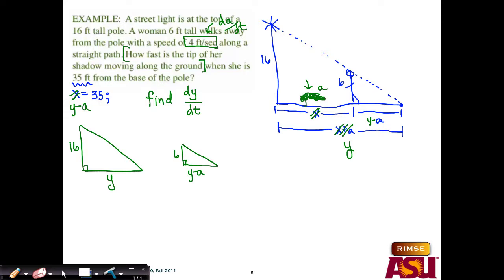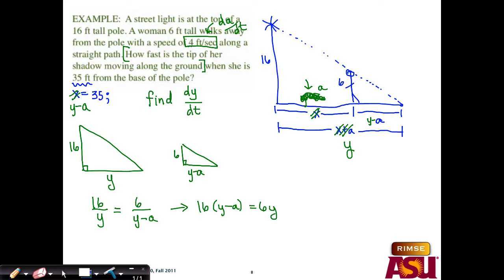So now I've got 16 is related to Y in the same way that 6 is related to Y minus A. And so this is an equation relating Y and A. It's not solved for either one. You could take the derivative implicitly from this form, but I would suggest getting those variables up out of the denominator so you don't have to do anything like quotient rule. And in fact, if you cross multiply to simplify this, 16 times Y minus A equals 6Y. You can see that this equation simplifies down a lot.